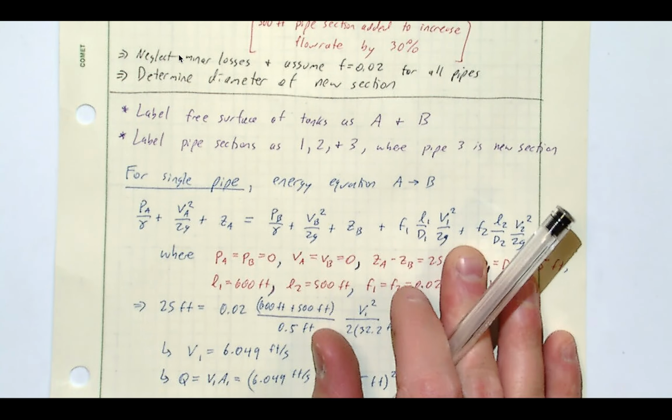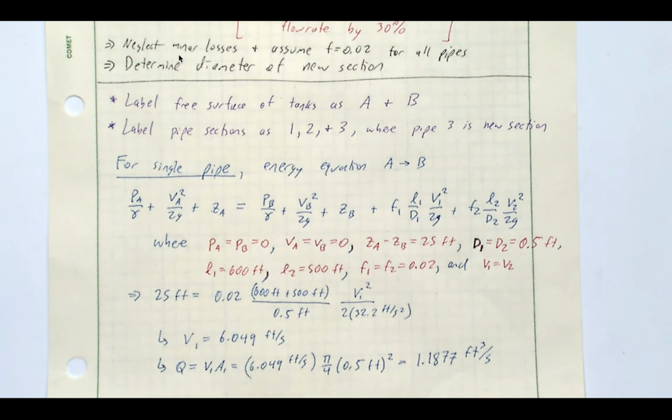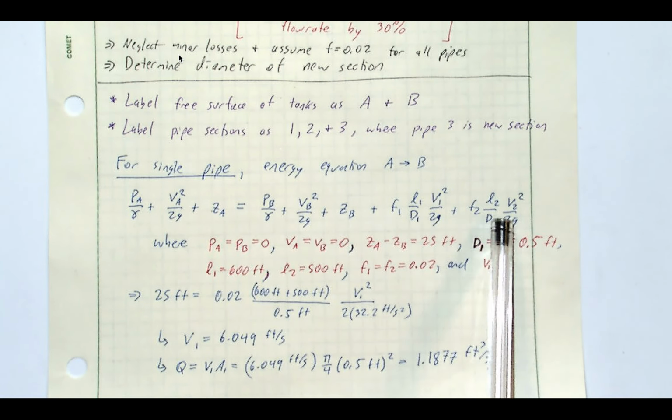Okay, so we need to start by calculating what the old volumetric flow rate is. It's not given in the problem statement. We can do that by just considering the single pipe, so just pipes 1 and 2, and applying the energy equation from A to B. Here we have the total head at A, the total head at B, plus our major losses for that first pipe and the major losses for the second pipe.